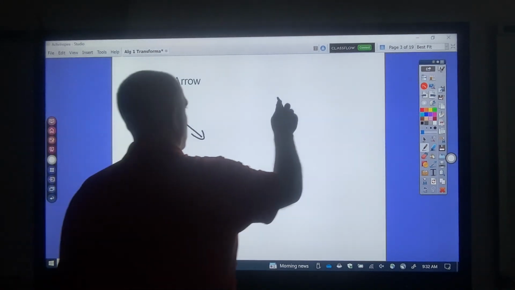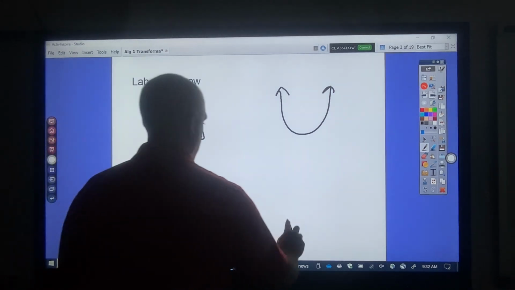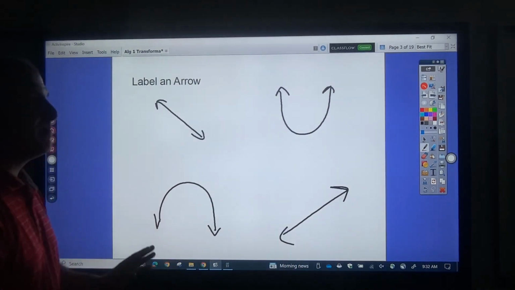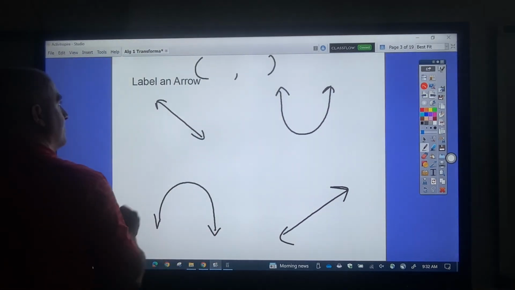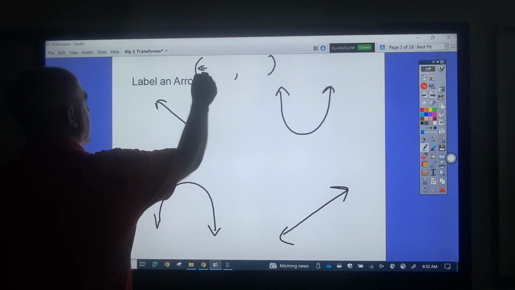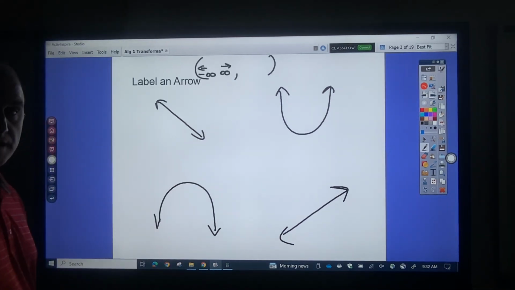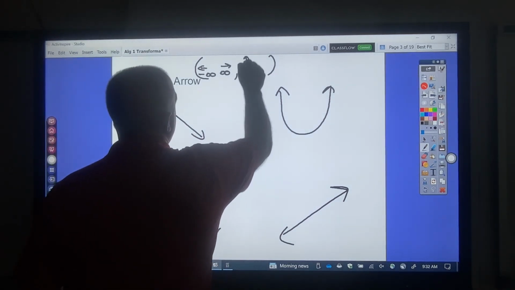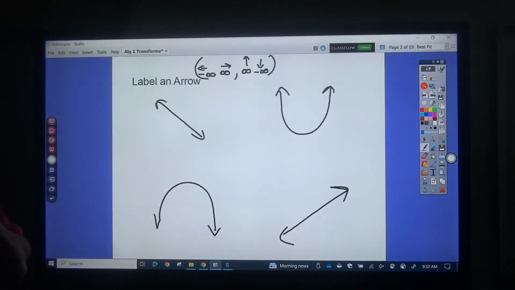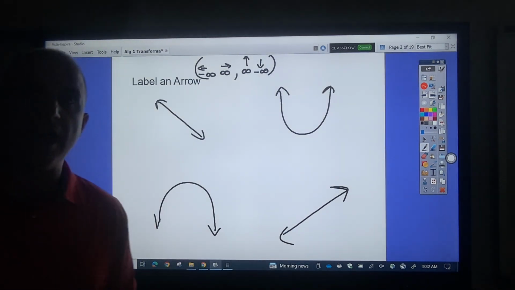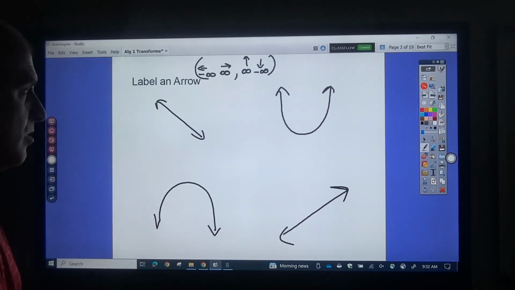So, let's go ahead and draw these for pictures. All right, now, when you label an arrow, an arrow we're going to label like a coordinate point. If that arrow is to the left, I put negative infinity. If that arrow is to the right, I put positive infinity. If the arrow is pointing up, I put positive infinity. If the arrow is pointing down, I put negative infinity, okay? Now, the only time you're not going to do that is if your arrow approaches an asymptote, okay? These are not asymptote ones, okay?